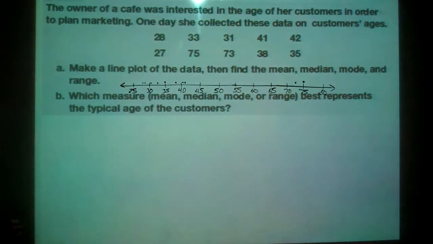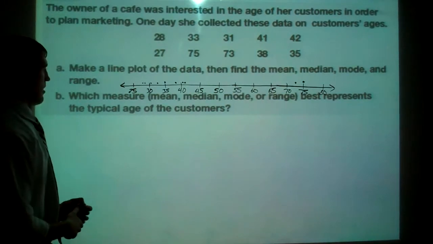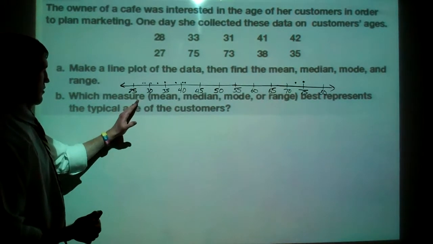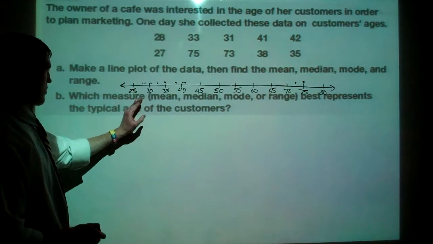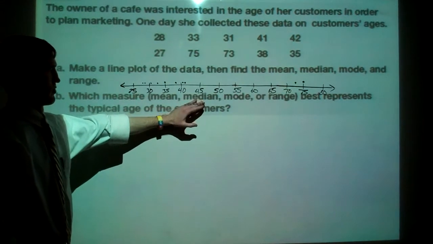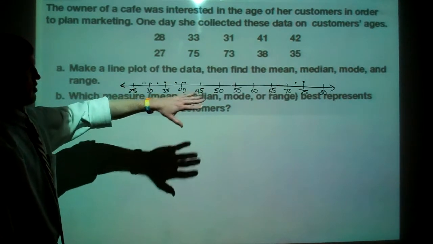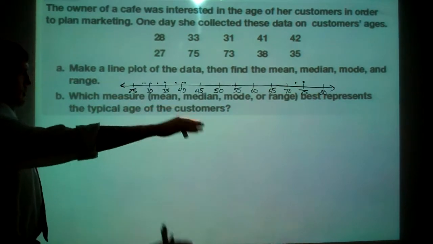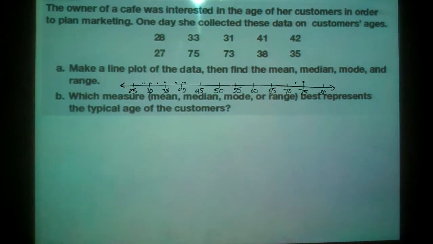Alright, so that kind of just shows you about where the age groups, at least for this set of data, about where the ages are. It looks like they're more towards the lower end, between 25 years old and 45 years old. And then we've got a couple that are a little older, kind of off up there. So we want the mean, median, mode, range, which one best represents the typical age of the customers.